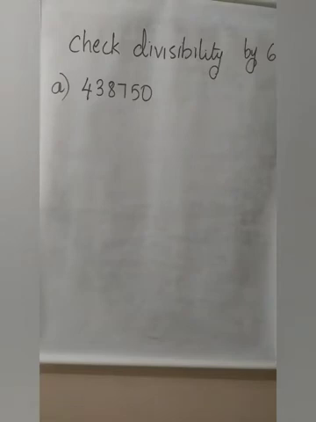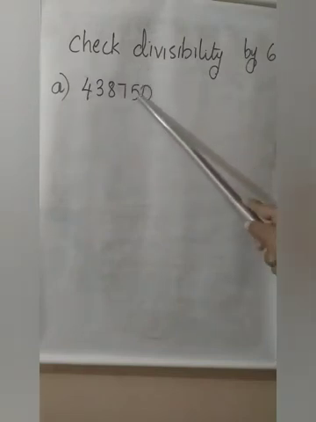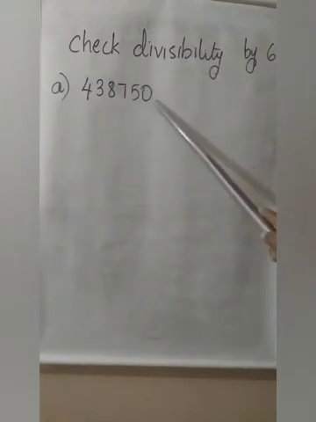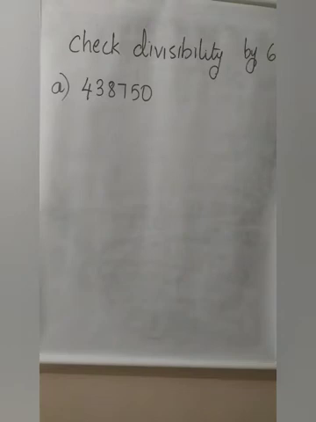Now check the given number whether it is an even number or not. Is it an even number? Yes, because the last digit, the digit in the ones is what? 0. So, this given number is an even number. So, we can say this number is divisible by 2. Now, how will you check the divisibility by 3? What is the rule?